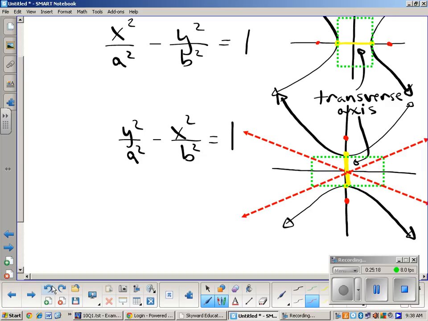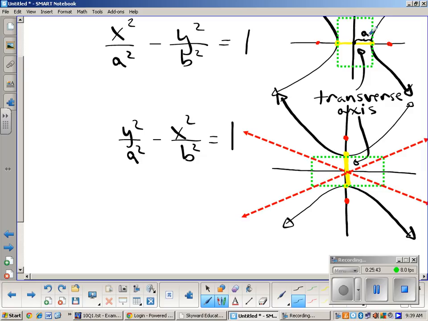Okay, I want to make sure I saw it right. All right, so this distance from the center to the vertex on this graph is going to be A. Okay?